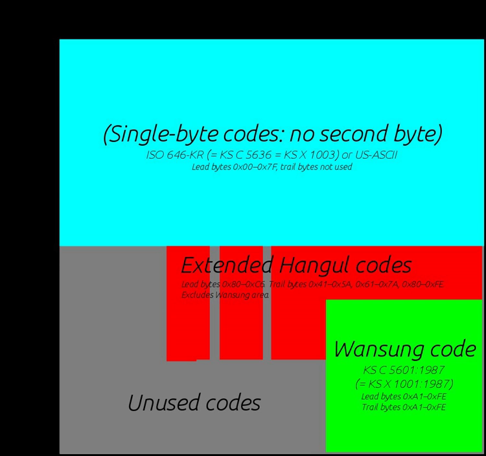Microsoft's reference for Windows-949, IBM's documentation for IBM-1363, mapping of Windows-949 to Unicode, ICU demonstration for Windows-949 with ASCII mappings, ICU demonstration for IBM-1363 with hexadecimal 5C as won sign.